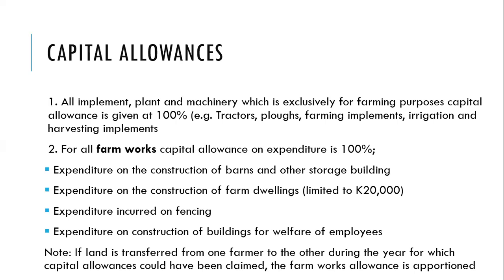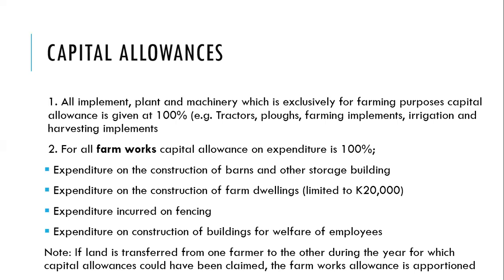But we've got items like commercial vehicles and non-commercial vehicles used on the farm, maybe for delivery or other errands. For those you apply the same capital allowance principle, which is 25% or 20% where relevant. But items like tractors, plows, farming implements, irrigation and harvesting implements are charged at 100%. Then we also have farm works. What are farm works? Farm works are permanent works on the farm, and the capital allowance is 100%. The whole cost is the capital allowance. So we've got expenditure on construction of barns and other storage buildings.